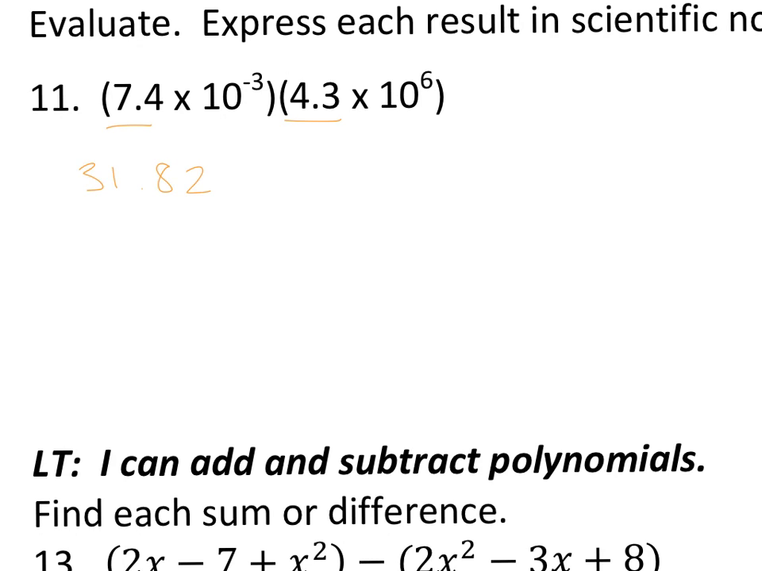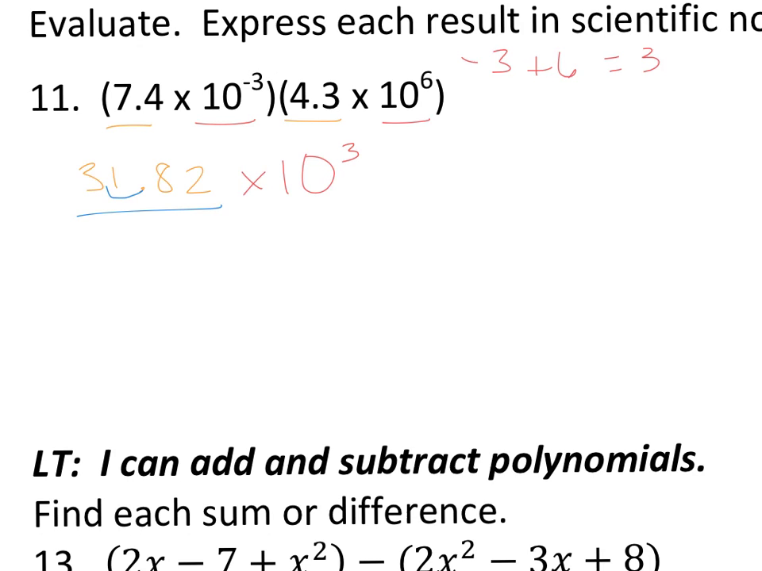31.82. And then I'm going to look at my exponents with the same base. So here with a 10, and negative 3 plus 6 is positive 3. So I get 31.82 times 10 to the third. But we're breaking a rule. We cannot leave our first number greater than 10 here, so I must move my decimal one place to the left.